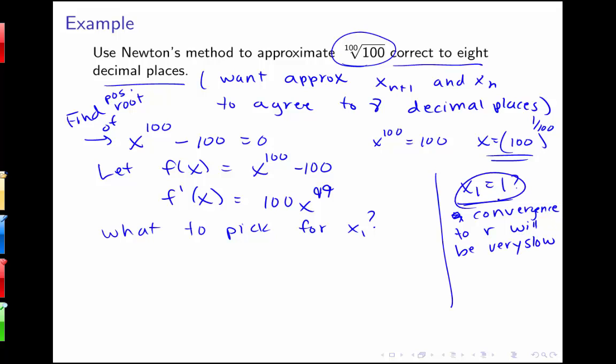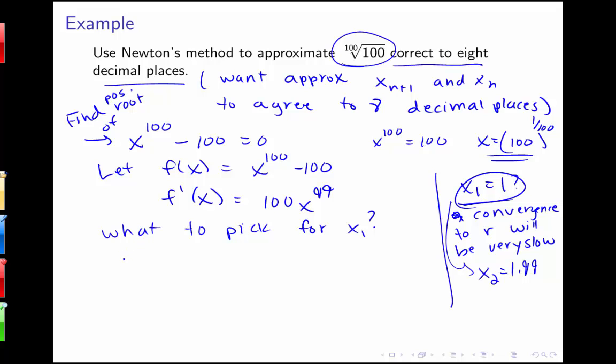Because if we use x1 equals 1, we end up with the second approximation being 1.99, and then each subsequent approximation is just a little bit smaller. But we know that 1.99 is already way too big. So we want to pick an approximation that's maybe closer to 100 than 1 is.